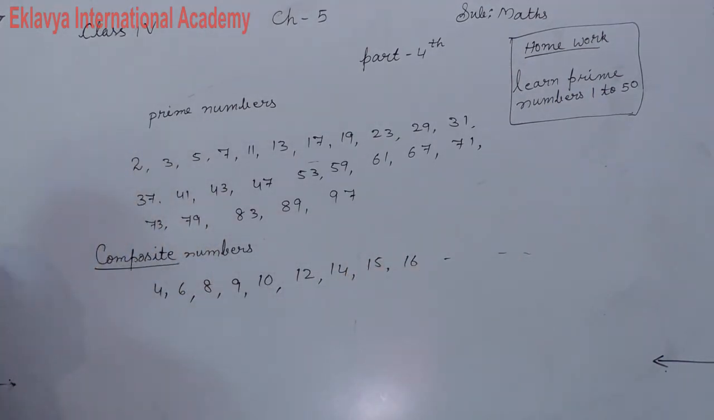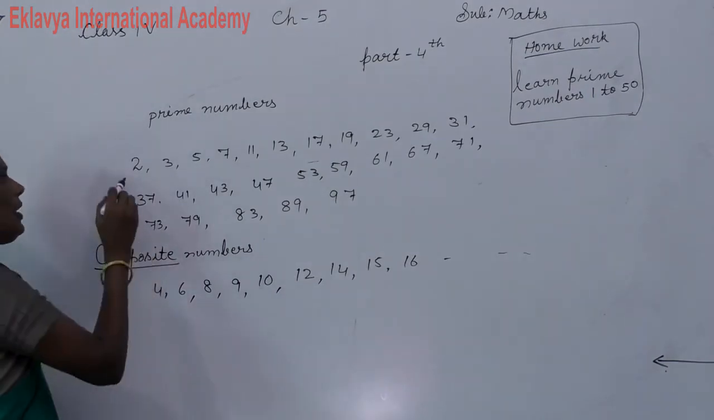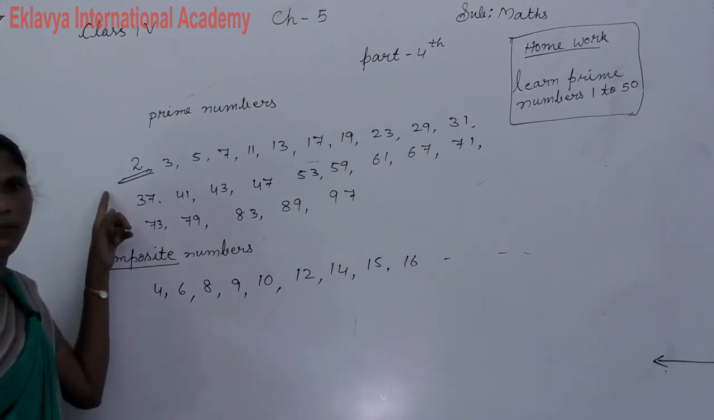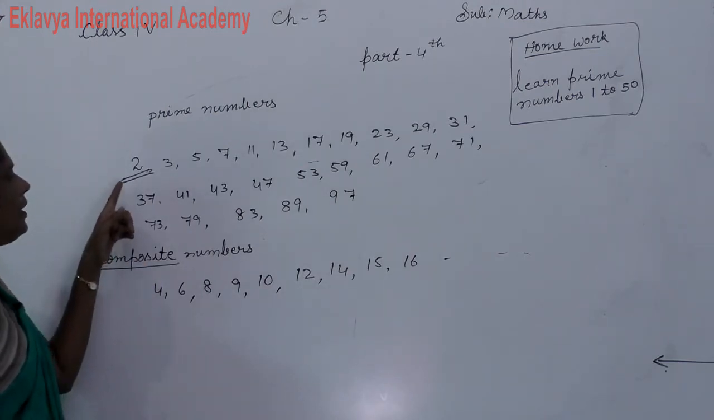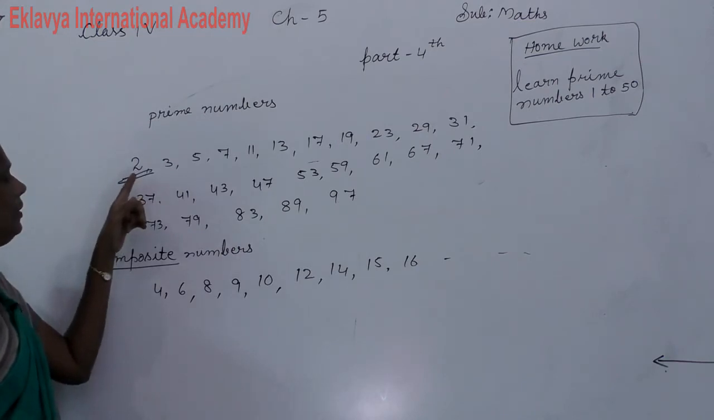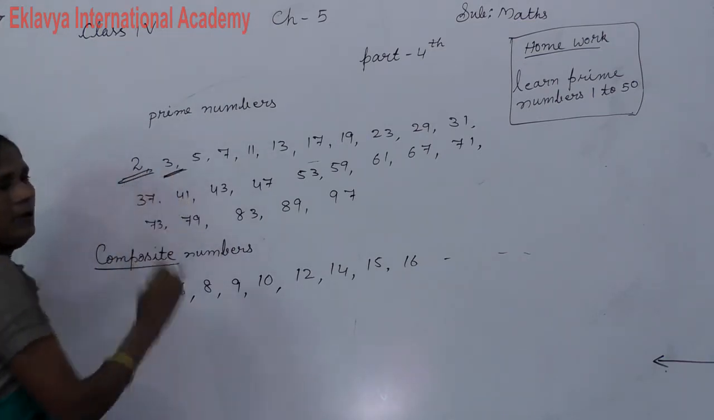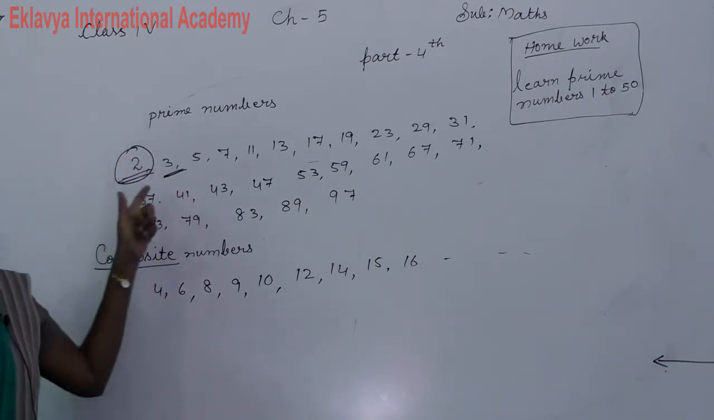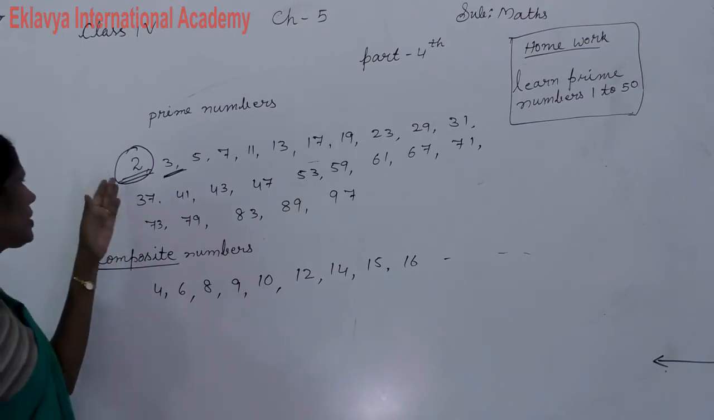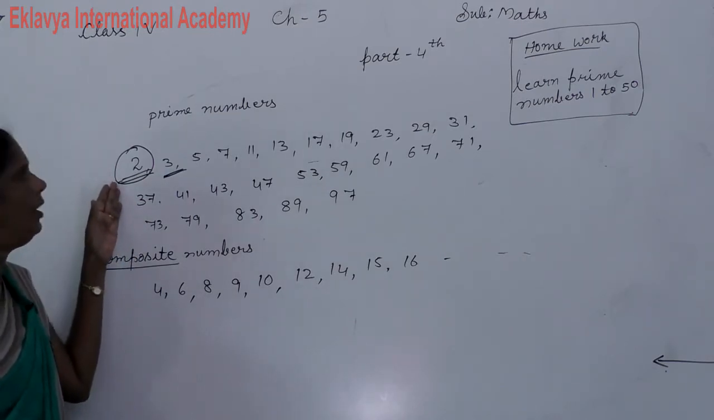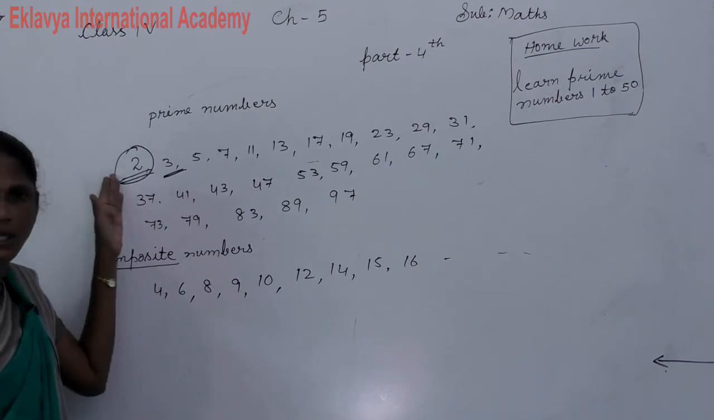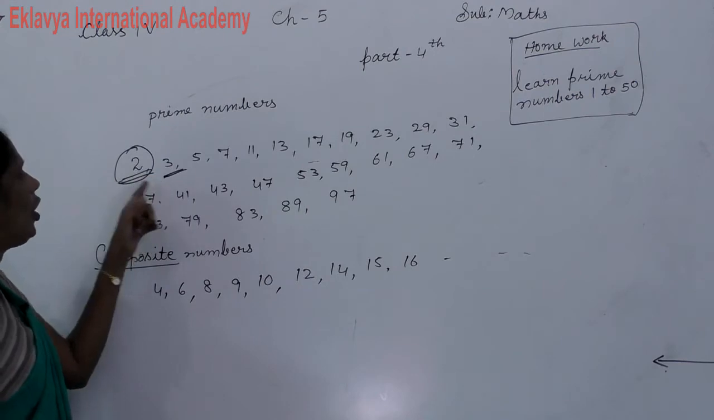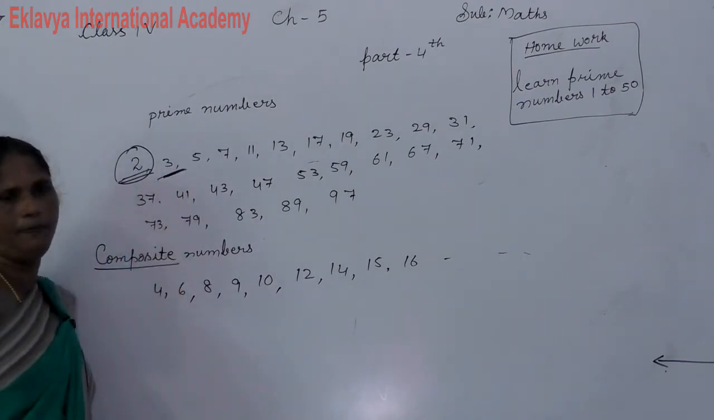Okay. Listen, look here. The smallest prime number is 2. The smallest odd prime number is 3. The smallest even prime number is also 2. Understand? The smallest prime number is 2. The smallest even prime number is 2. The smallest odd prime number is 3.